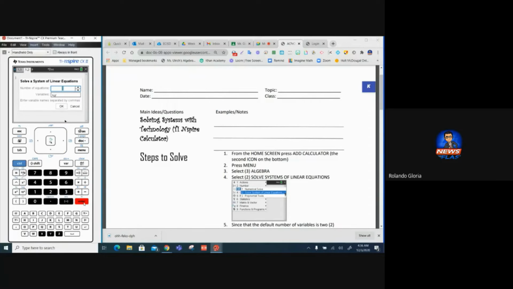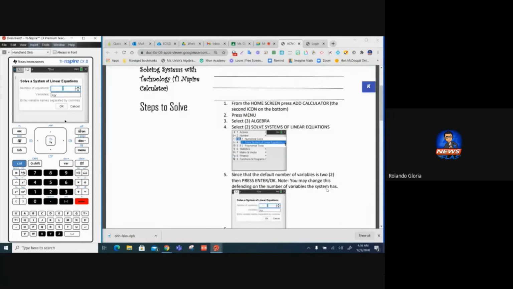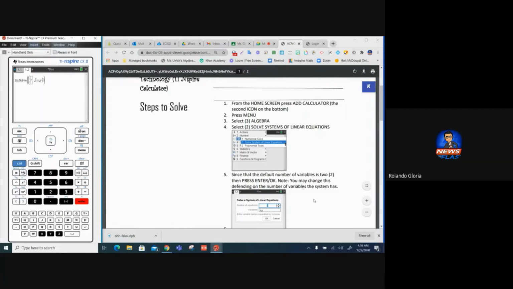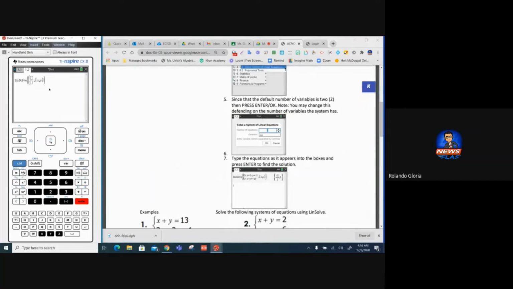Okay, now there are options that will pop up in here. It says number of equations. The default is 2, which is for Algebra 1. That is what we need. Variables x and y. So from here, all you have to do is just hit OK or enter. And now you'll see LinSolve and then 2 boxes, comma x, y. So it's like telling the calculator to solve for the system.